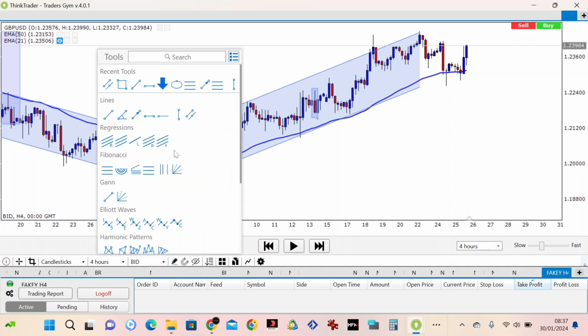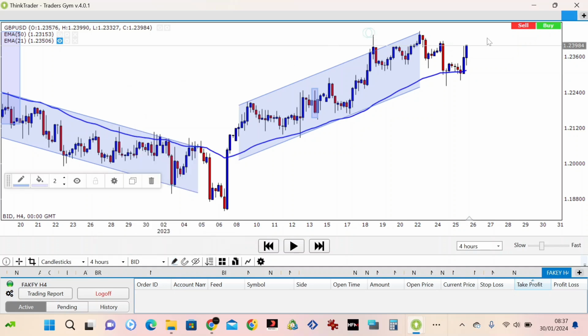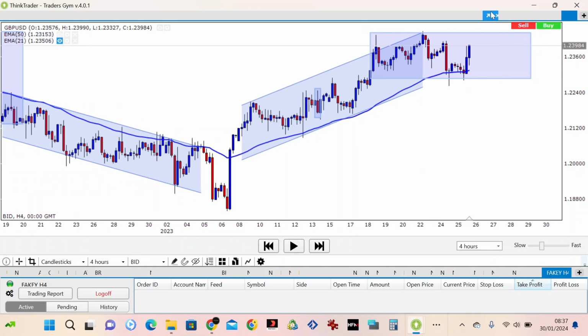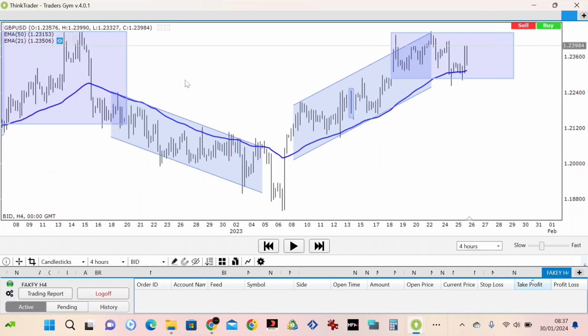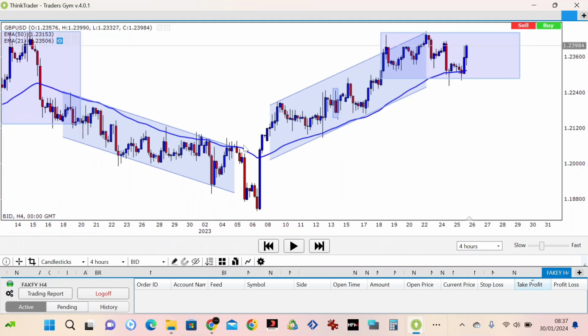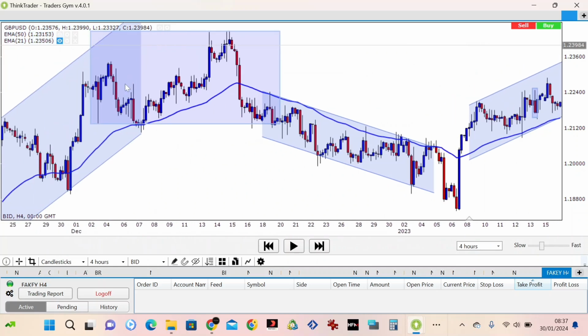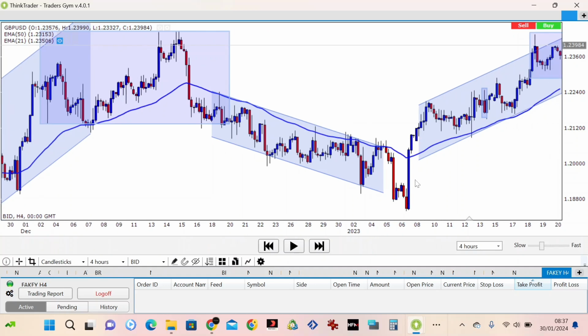So what does this mean? This is the range. After this, it will break out either up or down and continue channeling again. It does the same thing over and over again. So what do I mean by this? You need to understand where the market is in the cycle. Is it in a range? Is it channeling? Is it breaking out?